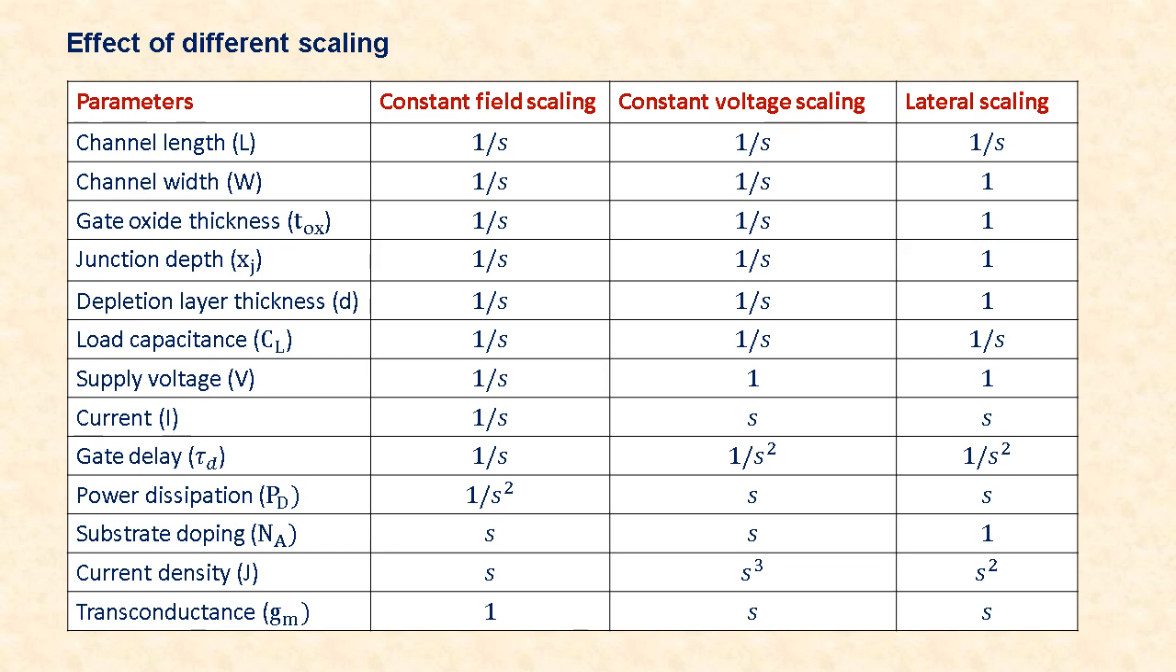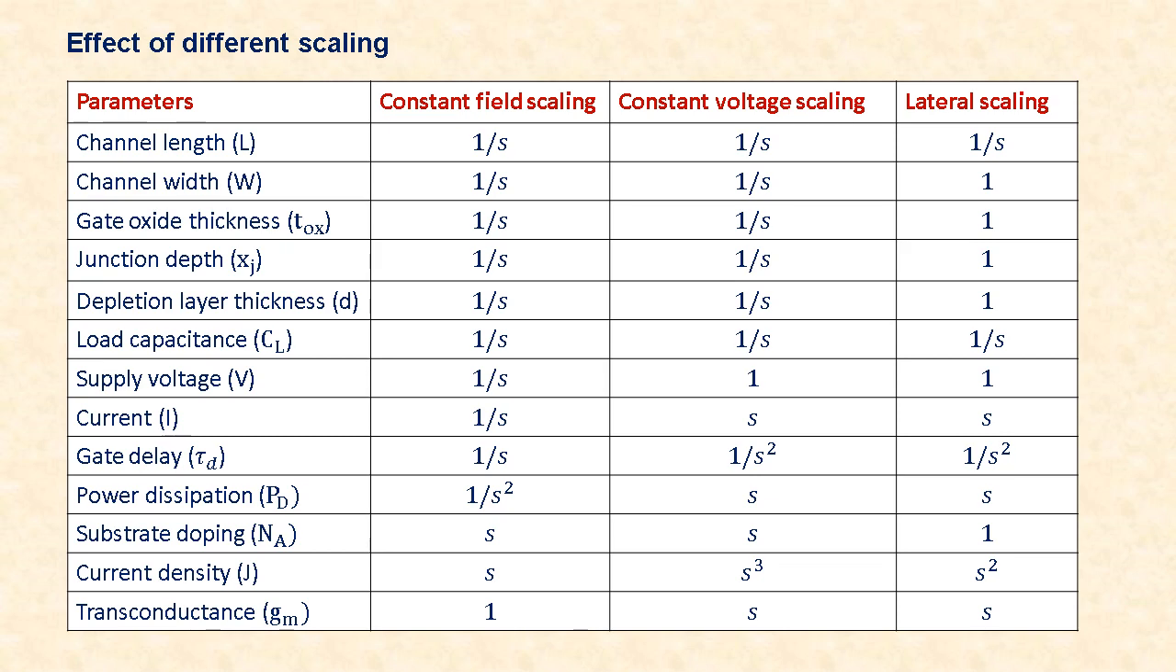That is no scaling. Next, if you see the constant voltage scaling, in this the channel length, channel width, gate oxide thickness, depletion depth, depletion layer thickness and load capacitance are scaled by 1/S. But since it is constant voltage, the supply is scaled by 1. That is no scaling. And current is scaled by S and the gate delay is scaled by 1/S². Power dissipation and substrate doping are scaled by S. Current density is scaled by S³ and transconductance is scaled by S.